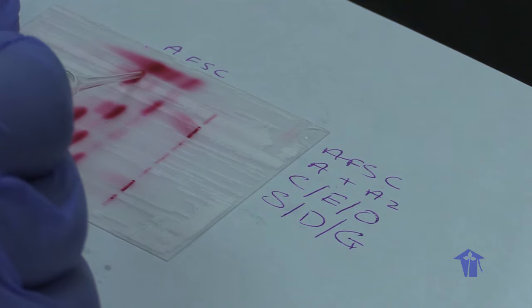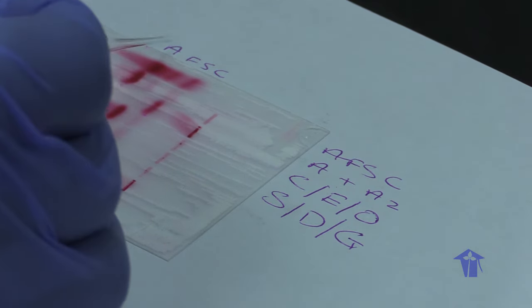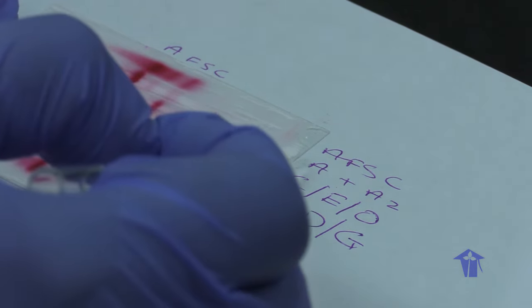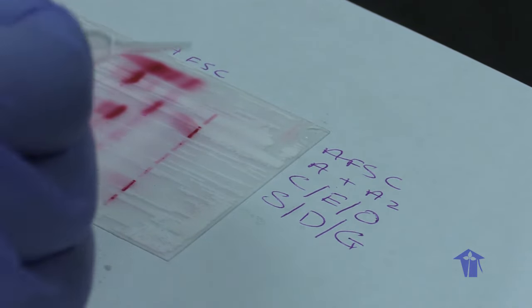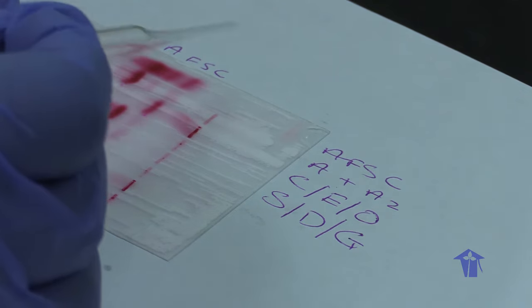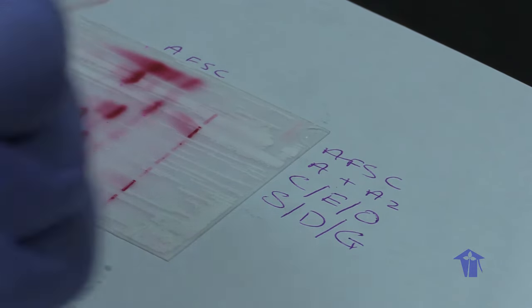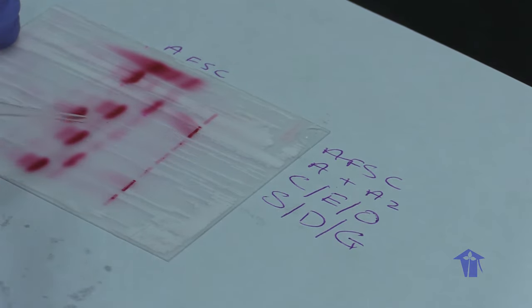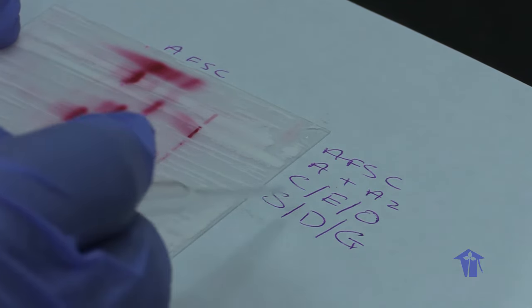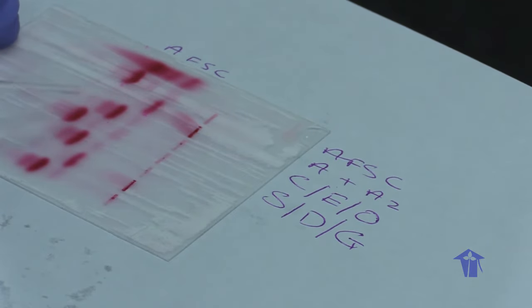So patient 1, we have an A band only, which falls under the control A, which is interpreted as A plus A2. Patient 2, we have a C band only under the control C, which is interpreted as CEO. And patient 3, we have an S band only, falling directly under the control band S, which is interpreted as SDG. So you can continue interpreting the other bands for the other patients.